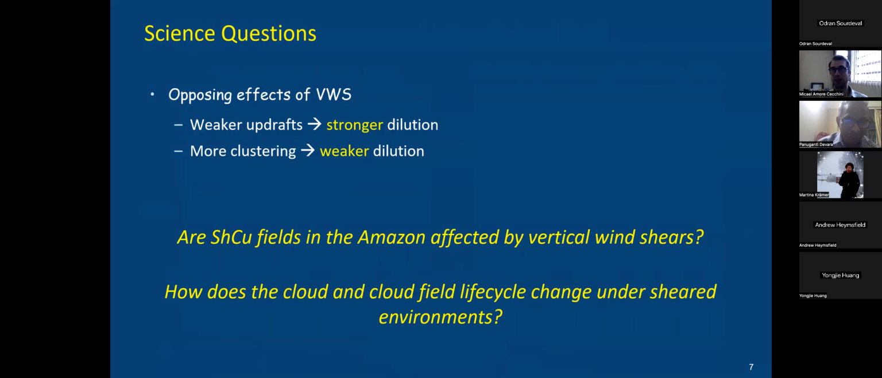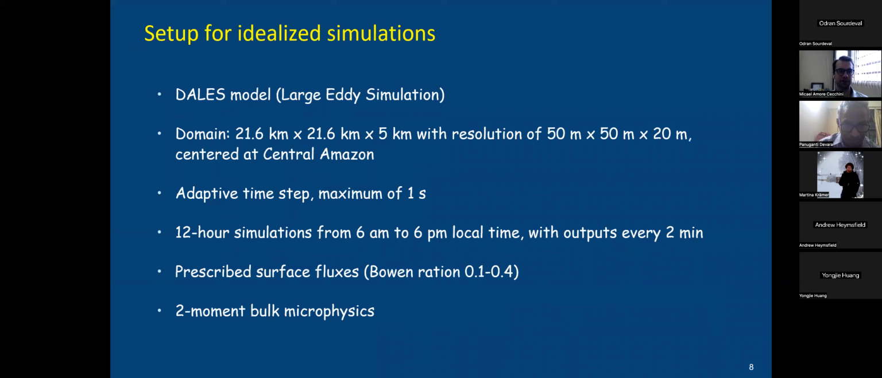And what happens when you have shallow clouds tied to the daily cycle? Are they subject to those effects as well? Or is the daily cycle too short for those processes to take place? That's one of the questions that I wanted to address here. So I ran some LES simulations as well. I used the DALES model from the Netherlands, with a domain of 21 by 21 kilometers horizontally and 5 kilometers vertically.